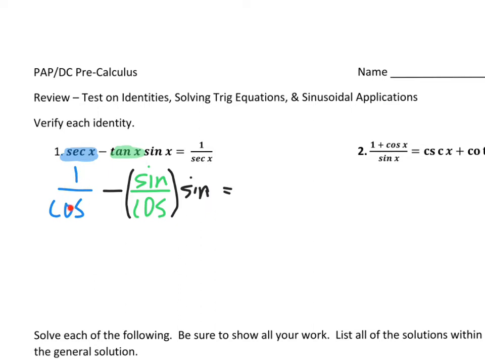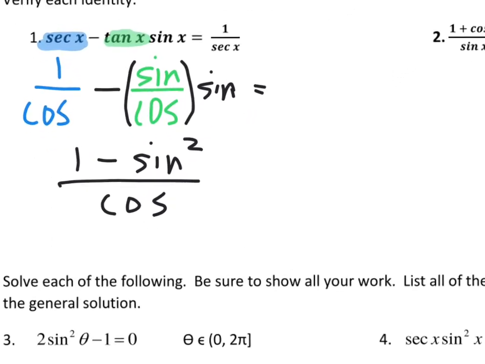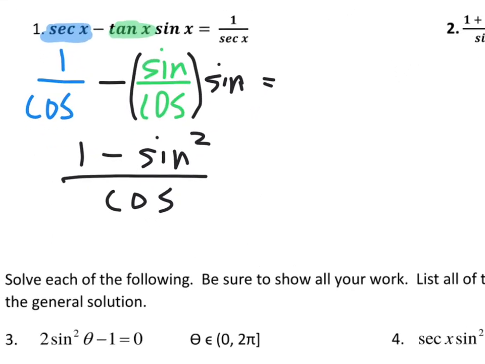We have a fraction with a denominator of cosine, and here I have a fraction times a number. So basically, fraction plus fraction with the same denominators is perfectly okay to do. So we're going to do sine times sine on top, which is sine squared, and 1 minus that all over cosine. Now that we're here, I can replace my 1 minus sine squared with its Pythagorean identity. Hopefully you remember 1 minus sine squared is the same as cosine squared.